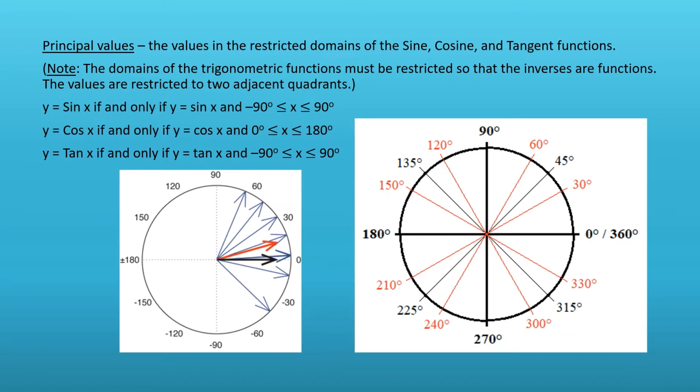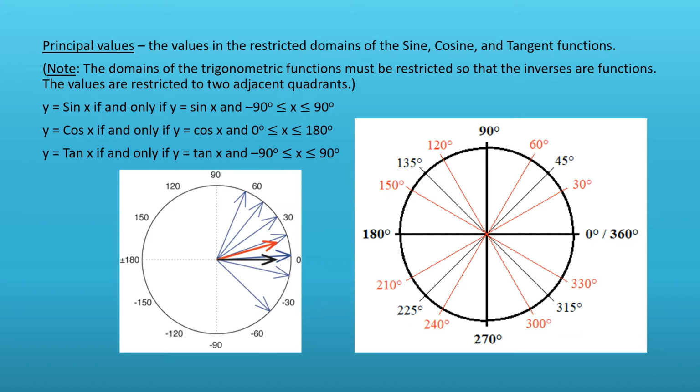The cosine function, y equals cosine of x, if and only if y equals cosine of x, and x is between 0 and 180. So all your measurements will be between 0 and 180. Where's 0 and 180 on the unit circle? Well, 0 is here to the far right, and 180 is over here to the far left. So all the measurements between 0 and 180 are the angle measurements in quadrant 1 and quadrant 2. So inverse cosine is restricted to quadrant 1 and quadrant 2.